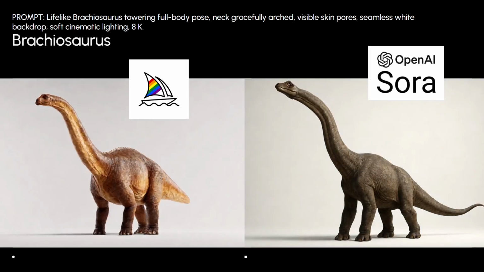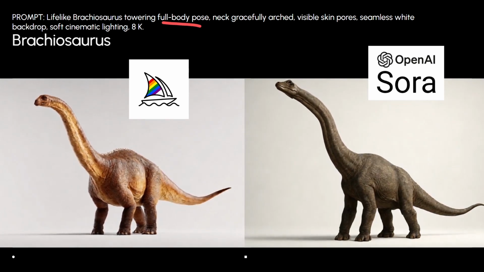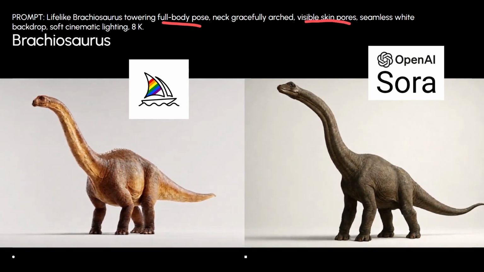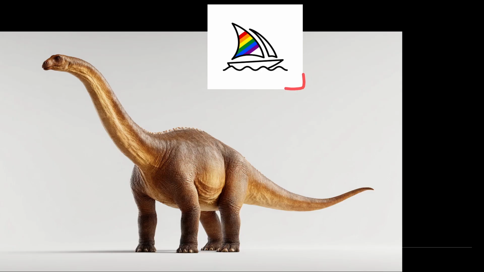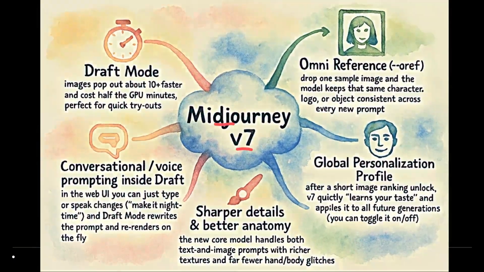Finally, the Brachiosaurus. The idea is a full body pose for the prompt. It is fully arched, visible skin pores, and the white background. And the winner is also Midjourney because I think the work is great on the texture and the skin. So now let's see Midjourney version 7 core concepts.